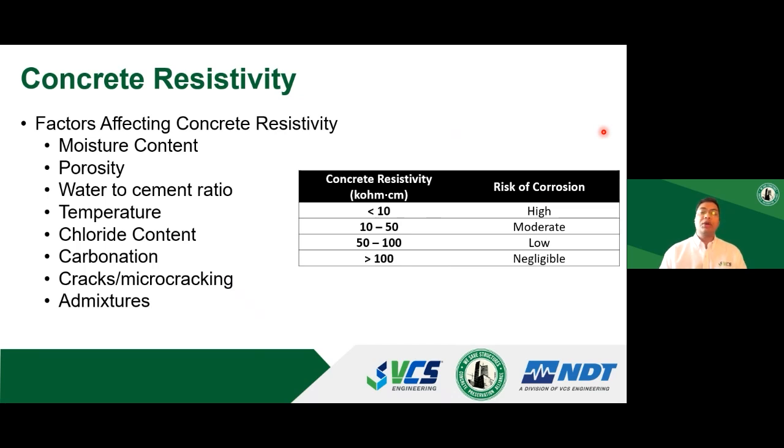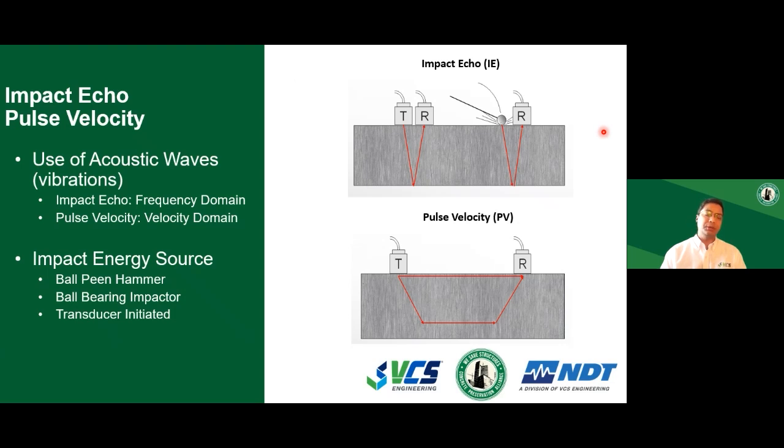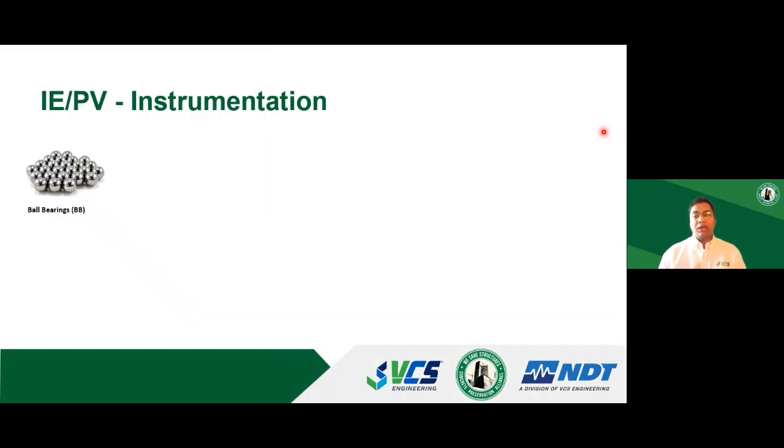In addition to concrete resistivity and GPR, we also use some acoustic techniques to probe the structure. Typically, we use impact echo and pulse velocity. Essentially, we send a sound wave into the concrete and we wait for the reflections to come back, and we measure the time and the velocity of the sound that is passing through the concrete. Typically, that sound can be induced into the concrete using a ball peen hammer, or it can be a transducer initiated sound pulse.